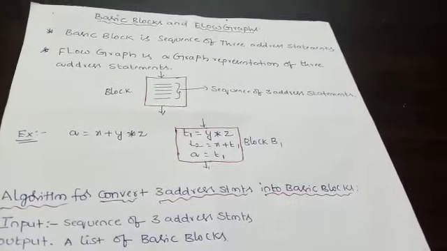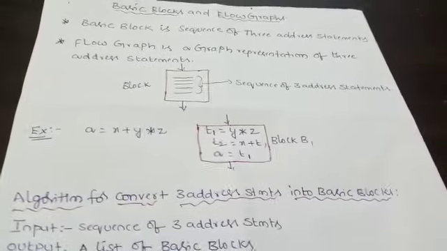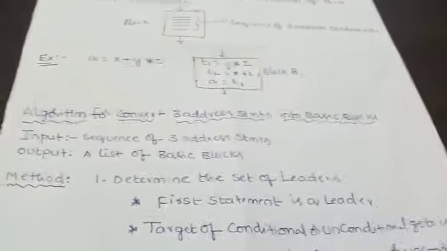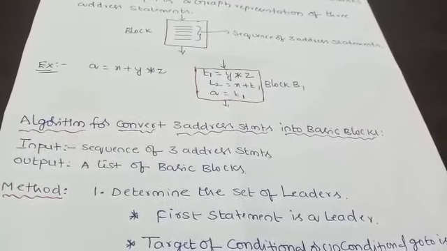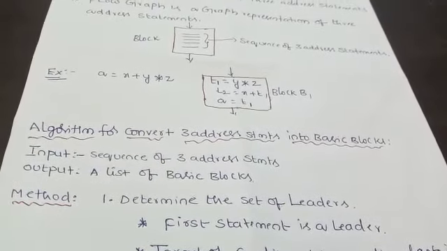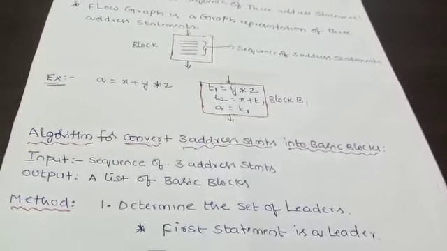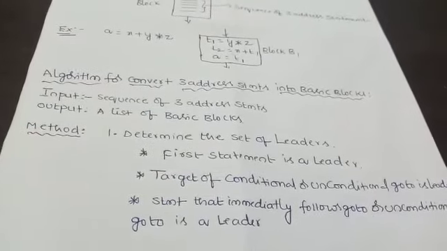Next, coming to the algorithm for converting three address statements into basic blocks, that is, the algorithm for partitioning three address statements into basic blocks. For every algorithm we have input and output. Here also, the input is a sequence of three address statements. From the three address statements only, we are going to construct basic blocks, and the output is a list of basic blocks. Here we have some steps. See, majorly there are two steps.